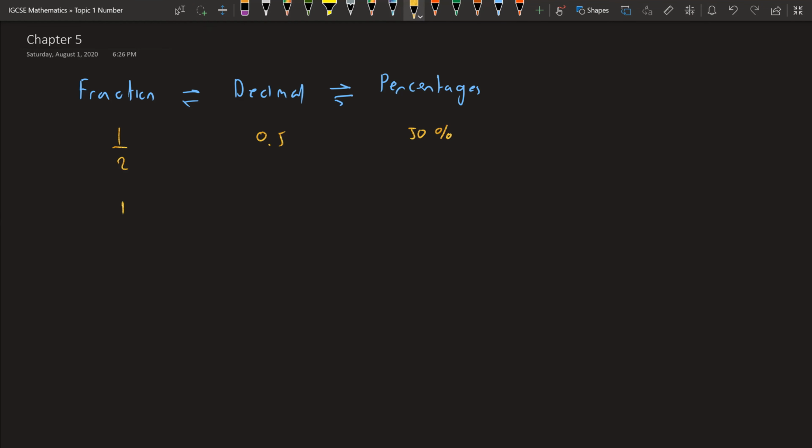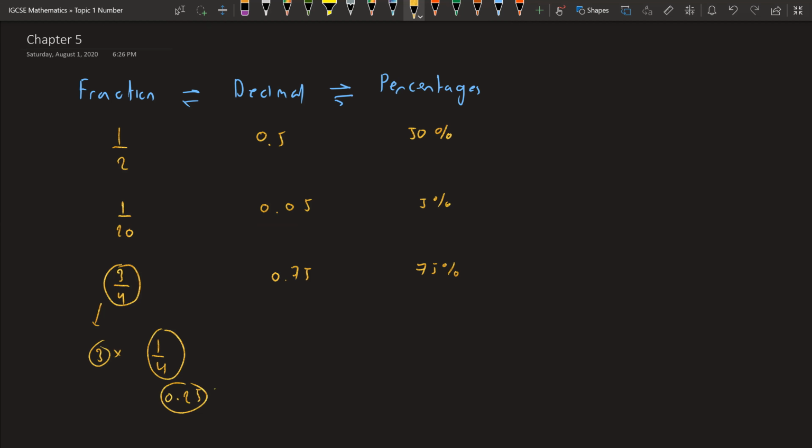So, one over 20 is equal to 0.05, which is 5%. Now, 3/4 is equal to 0.75, and that is equal to 75%. 3/4 can be thought of as 3 times by 1/4, right? And 1/4 is 0.25, so 3 times 0.25 is 0.75.